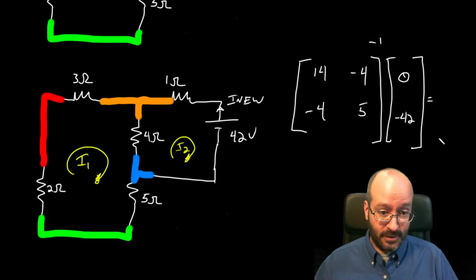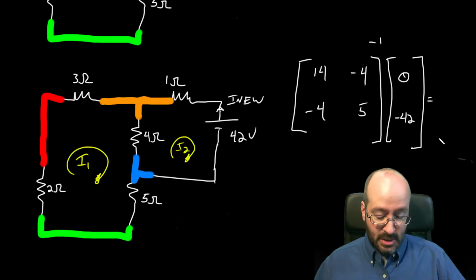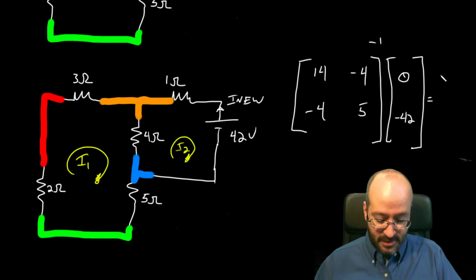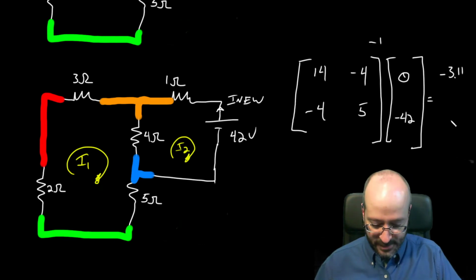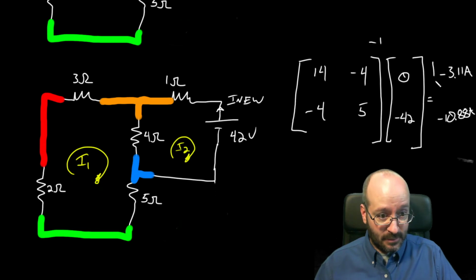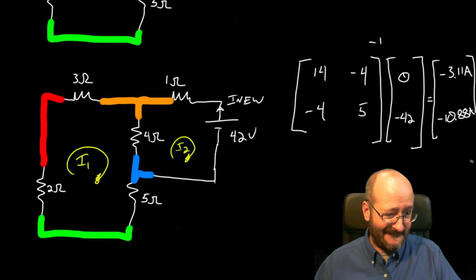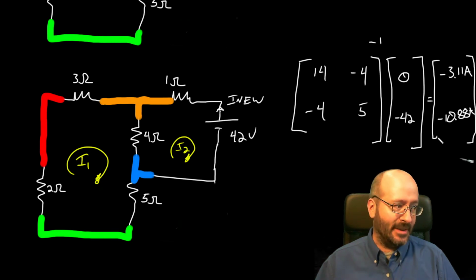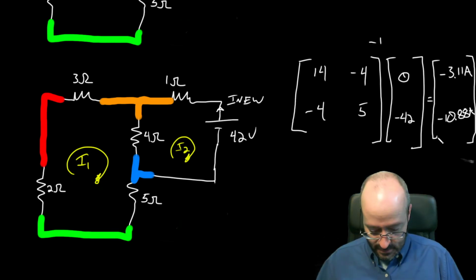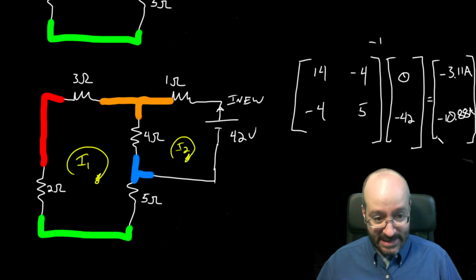-14, -4, 0, -4, 5, -42. All right, so from that we get I1 is equal to -3.11, that's repeating, but we'll round there. And I2 is -10.88, also repeating. These are both in amps. So I'll try to squeeze that in there, and we'll try to squeeze a square bracket right down the side. I'm getting a little better with this tablet. Okay, and I'm going to store those for later.